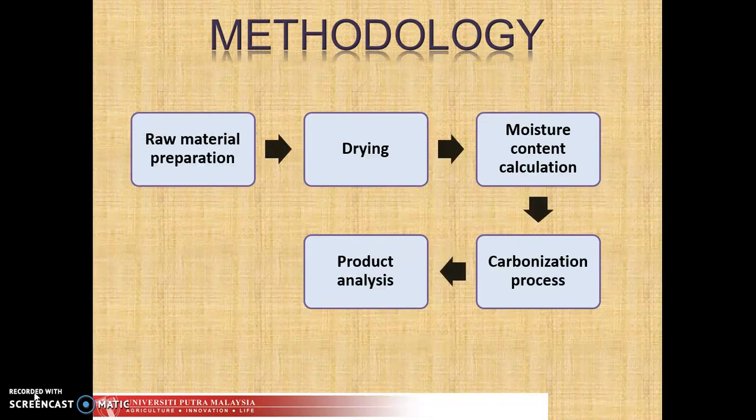The methodology for this project is briefly stated here. First, the raw material should be prepared. After preparing the raw material, it should be dried in an oven. Once drying is done, moisture content calculation will be done. This is because the moisture content value will be used in finding the yield. After that, the carbonization process will be done, and finally product analysis.